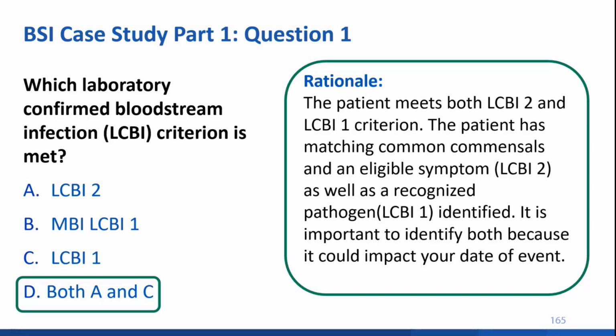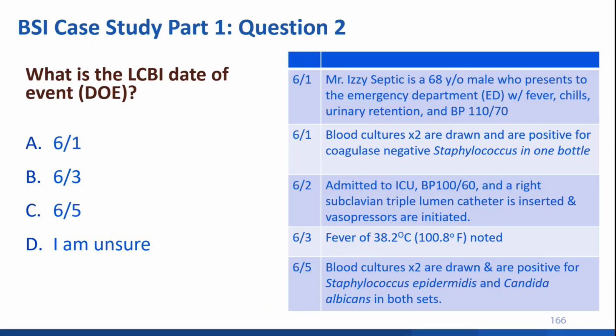The patient meets both LCBI2 and LCBI1 criterion. The patient has matching common commensals and an eligible symptom meeting LCBI2, and also has a recognized pathogen identified, which is an LCBI1. Therefore, they met both criterion. It's important to identify both because it might impact your date of event. Great job, everybody. Let's see what question 2 says.